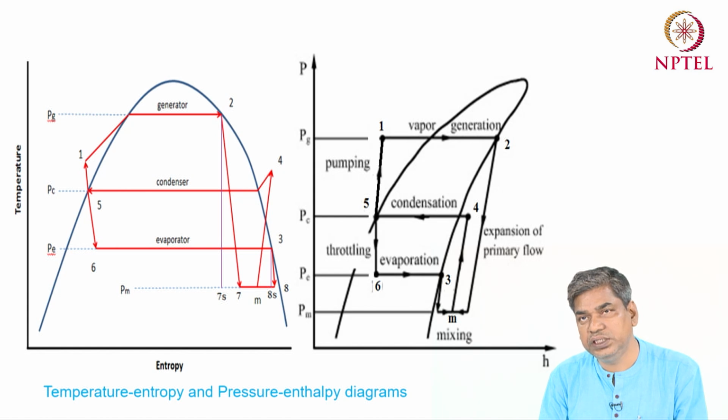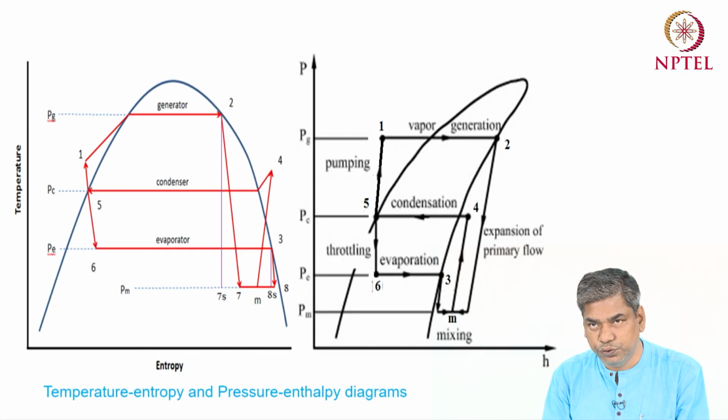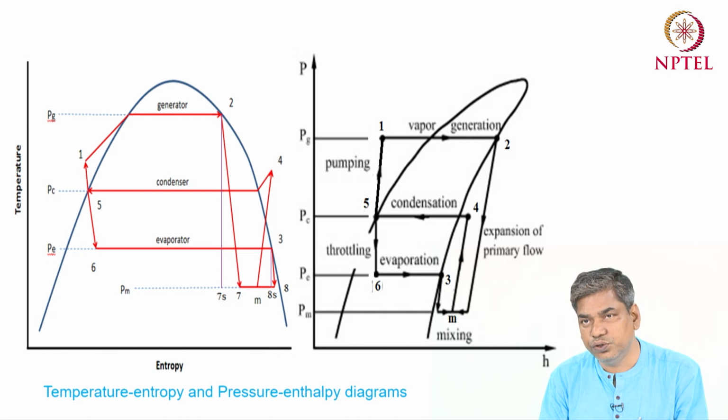So point 2 is the inlet condition of the primary nozzle, and point 3 is the inlet condition of the secondary nozzle. Then 2 to 7s is the isentropic expansion through the primary nozzle, and 2 to 7 is the actual expansion in the primary nozzle. So 7 is the actual output of the primary nozzle, and similarly 3 to 8s is the isentropic expansion in the secondary nozzle, and 3 to 8 is the actual expansion in the secondary nozzle. M represents the mixing chamber, and PM is the pressure of the mixing chamber.